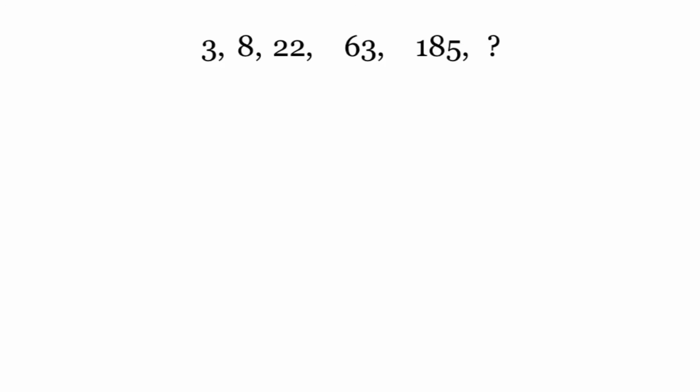3, 8, 22, 63, 185 and find the missing term. If you find differences, 3 plus 5 is 8. 8 plus 14 is 22. 22 plus 41 is 63. 63 plus 122 is 185. There is no pattern in differences. If you find the difference of differences, 5 plus 9 is 14. 14 plus 27 is 41. 41 plus 81 is 122.